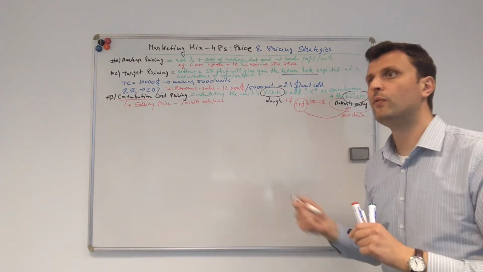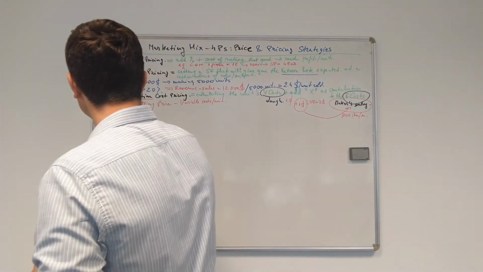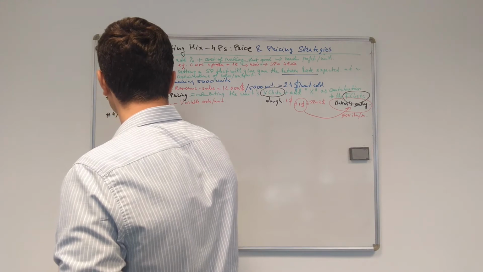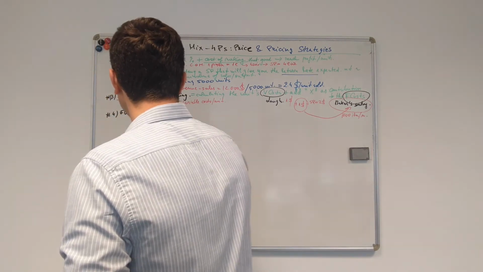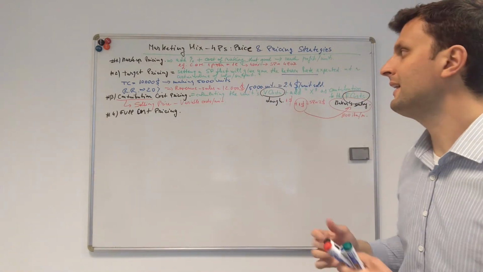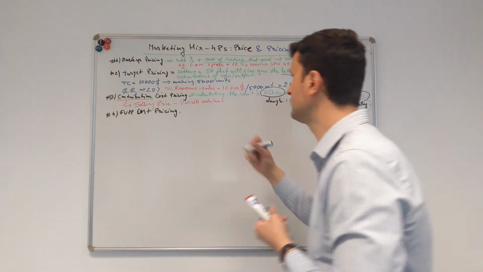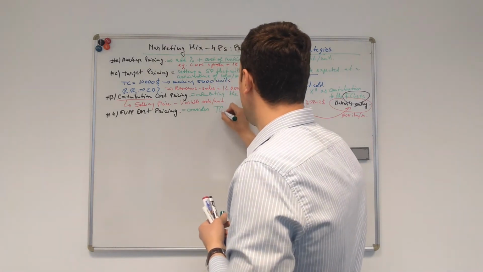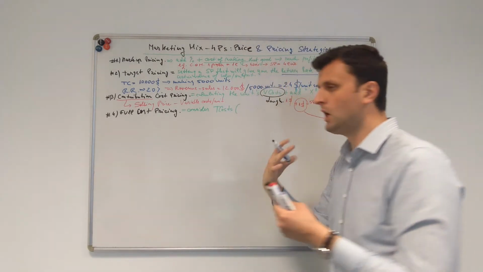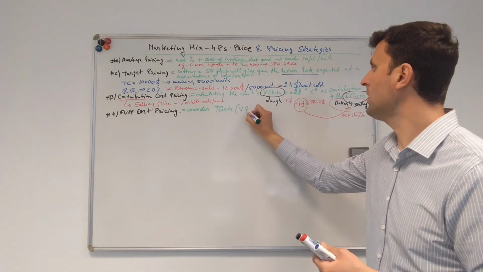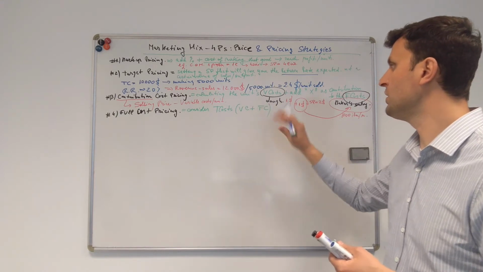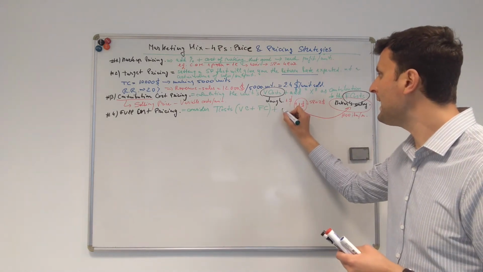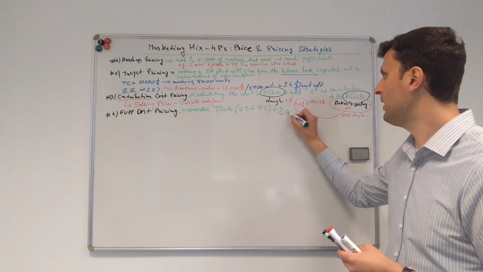Number 4 is full cost pricing. Full cost pricing means that we consider total costs. Total costs are built from variable costs and fixed costs, yeah? The dough and the baker, okay? And then we add a percentage as profit margin.